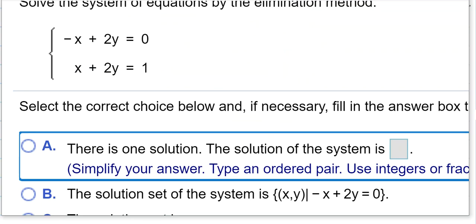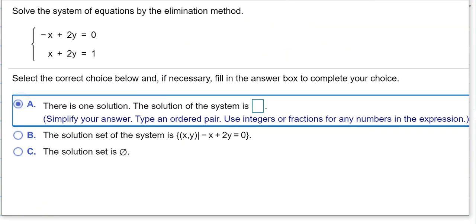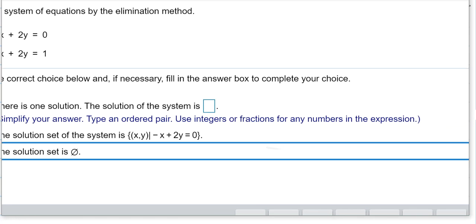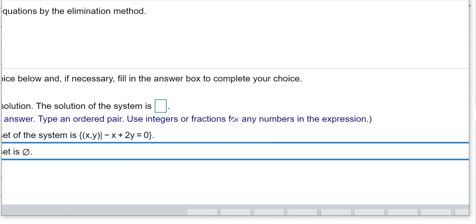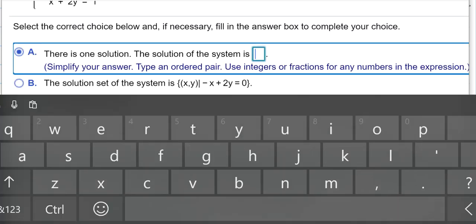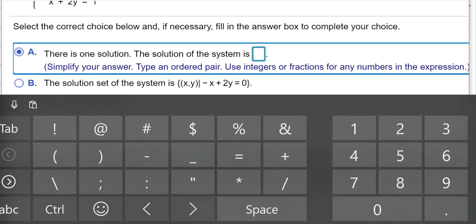Now if we jump out to MathXL, it looks like a solution has been identified. This time the instructions say to simplify the answer and type an ordered pair like we've seen before. And the blue notes also go on to say to use integers or fractions for any numbers in the expression. So integers meaning numbers without decimals, or fractions to report our final answer. So let's see if we can get this entered in here.